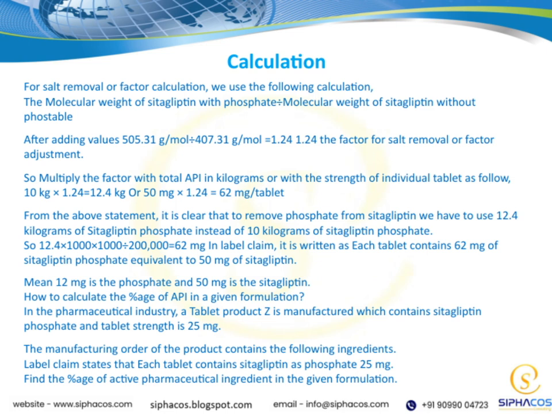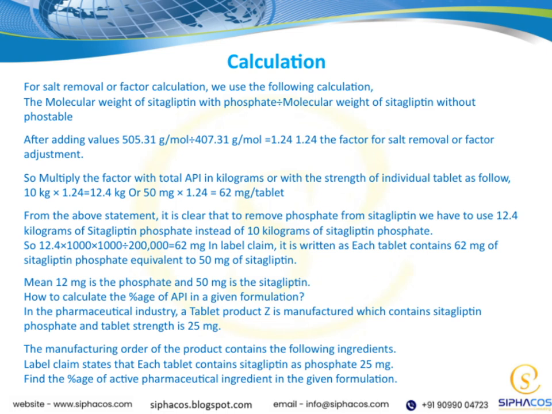Now, moving on to how we calculate the percentage of API in a formulation. Say we have a tablet product, Z, which contains sitagliptin phosphate with a strength of 25 milligrams per tablet. The manufacturing order confirms that each tablet contains 25 milligrams of sitagliptin phosphate. To find the percentage of the active pharmaceutical ingredient, or API, in this formulation, we need to relate the amount of sitagliptin phosphate to the total weight of the tablet.